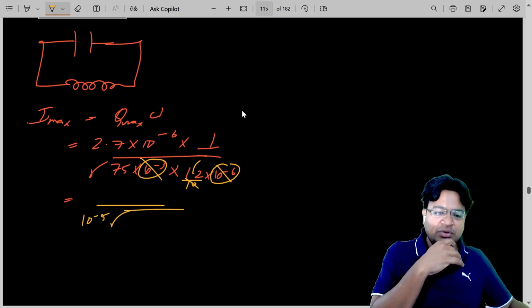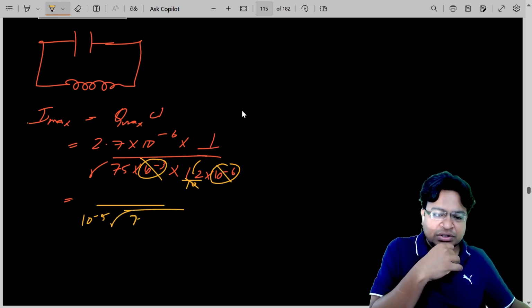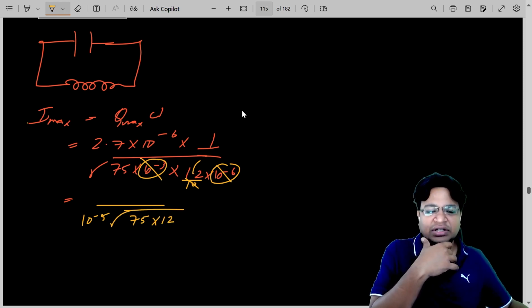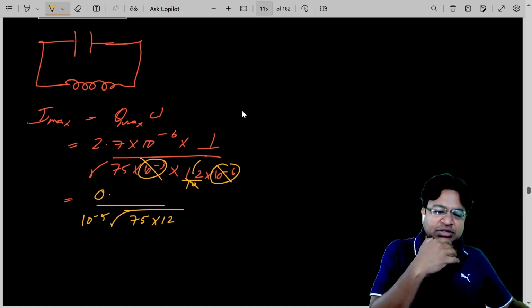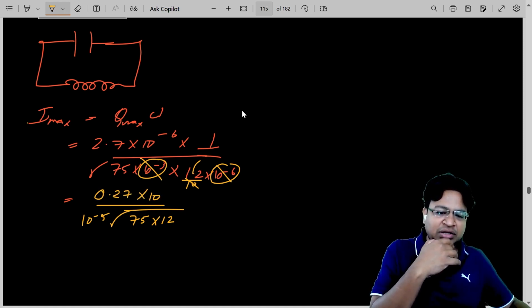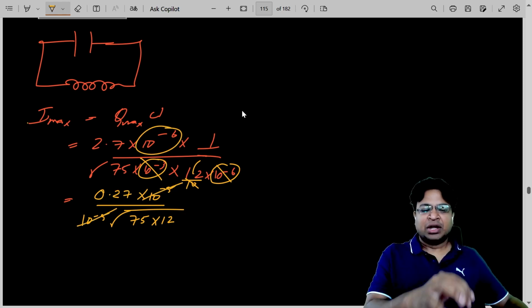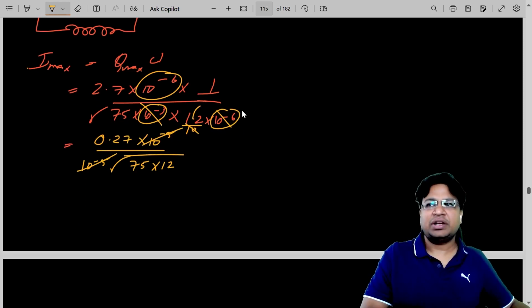So, in the root, I have 75 into 12. I'll adjust it later on. And then here, let's say I adjust one of them and make it 0.27, so this changes to 10 raised to minus 5, so this also gets cancelled. Now this is the answer that we are getting in amperes.